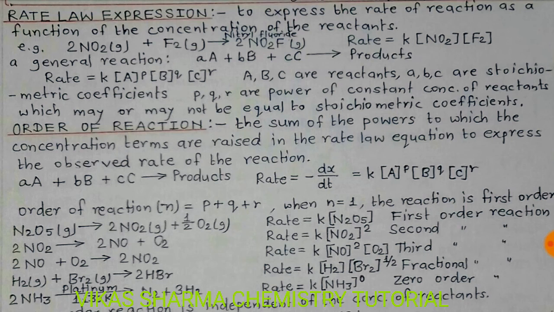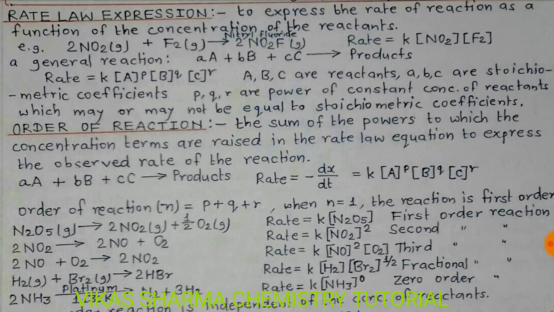So A, B, C are reactants, small a, small b and small c are stoichiometric coefficients, and p, q, r are the powers of the concentrations of reactants, which may or may not be equal to the stoichiometric coefficients. So student, a question is raised at this point: the order of reaction. What is the order of reaction? It is the sum of the powers to which the concentration terms are raised in the rate law equation to express the observed rate of the reaction.